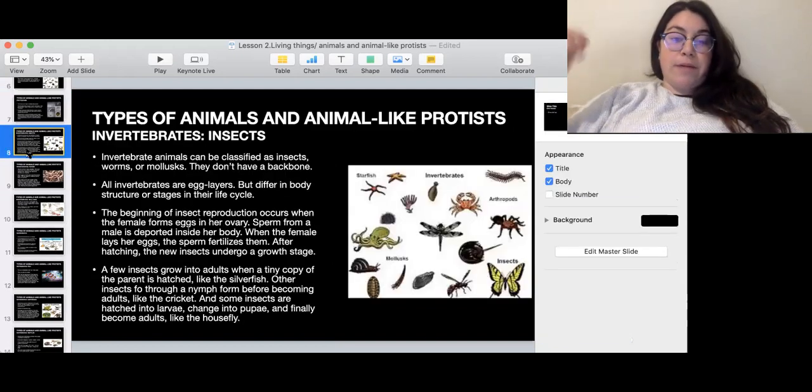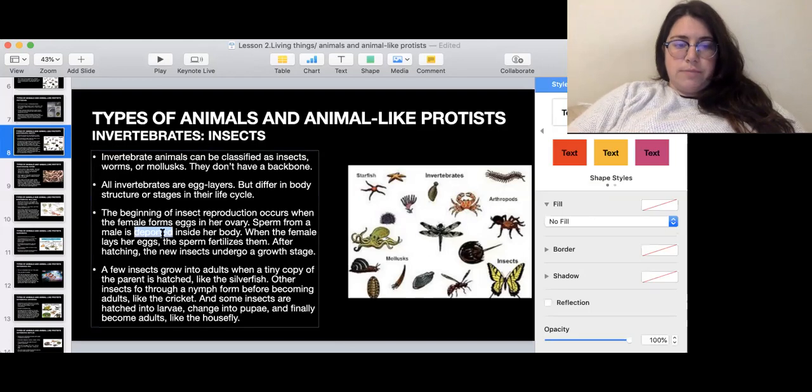Then we're going to talk about invertebrate animals, okay? Invertebrate animals can be classified as insects, worms, or mollusks. They don't have a backbone. All invertebrates are egg layers. They lay eggs. But they have different body structures or stages in their life cycle. The beginning of insect reproduction occurs when the female forms eggs in her ovary. Sperm from a male is deposited.